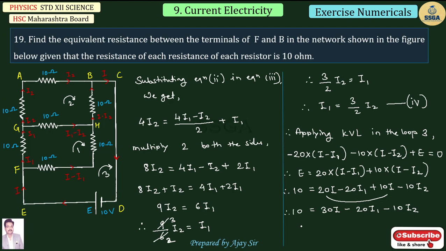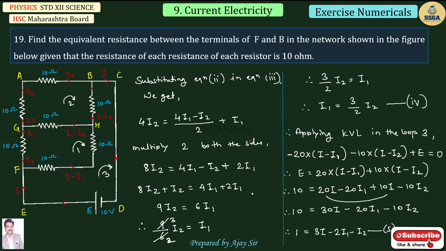Dividing both sides by 10, we get 1, since 10 divided by 10 is 1. Then after dividing by 10, it is 3 into I minus 2 into I1 minus I2. Let us call this equation number 4. So already we know 4, or we can consider this as equation number 5. So this is 4 and this is 5.